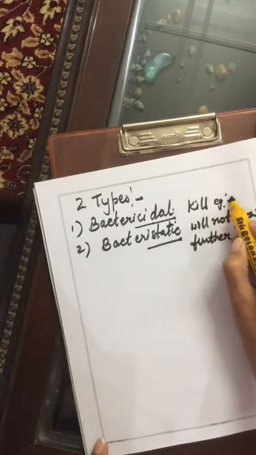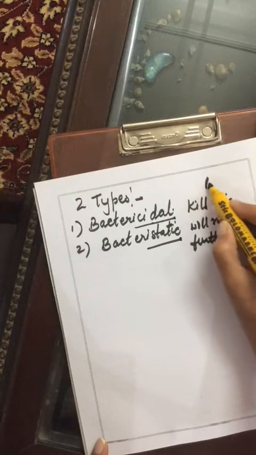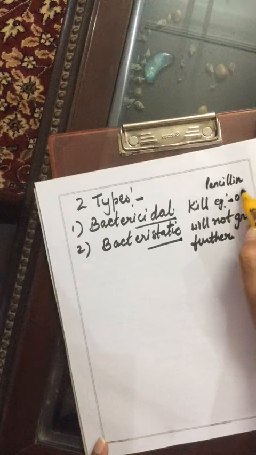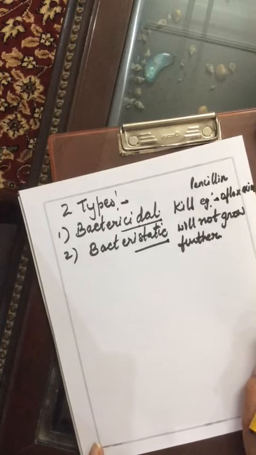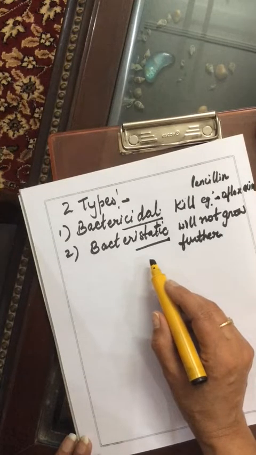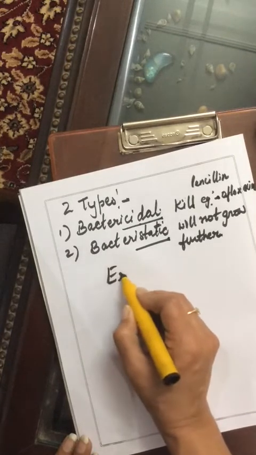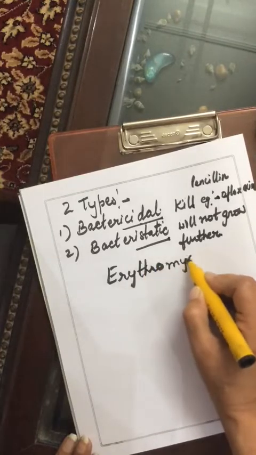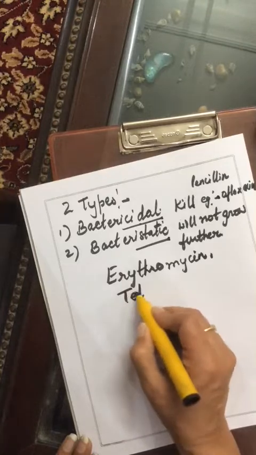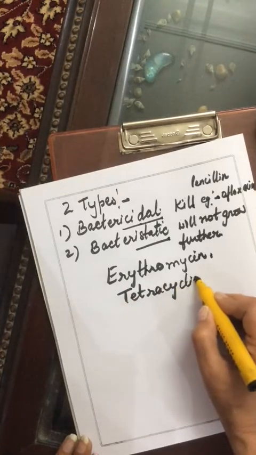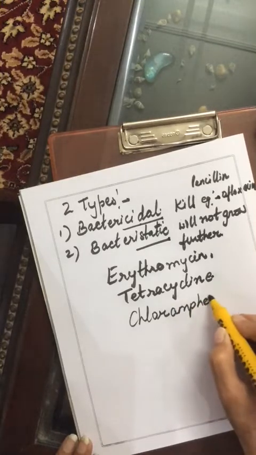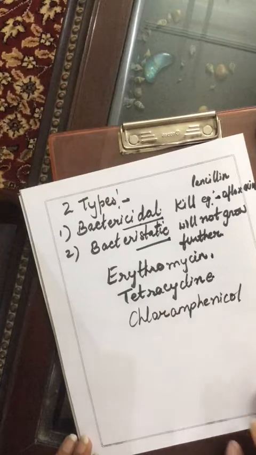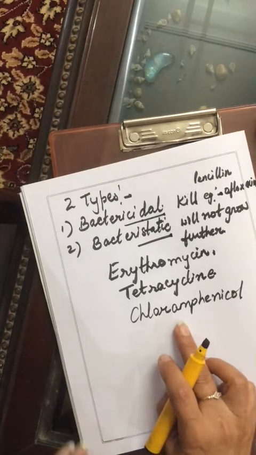Examples of bactericidal antibiotics are penicillin and ofloxacin. The examples of bacteriostatic antibiotics are erythromycin, tetracycline, and chloramphenicol. So these are some examples of bacteriostatic antibiotics.